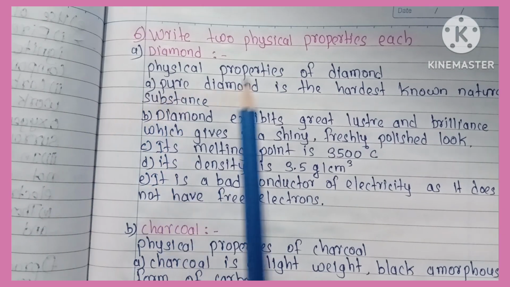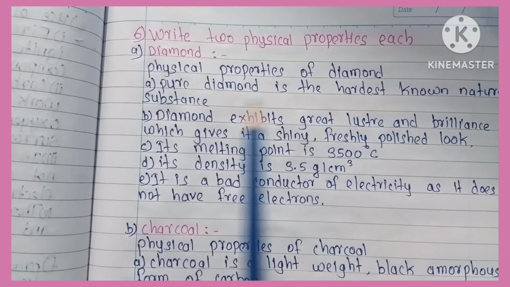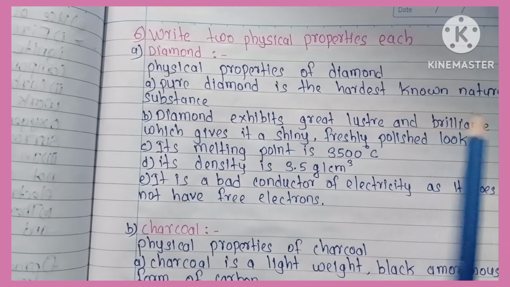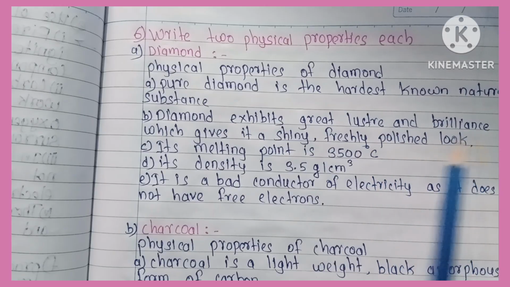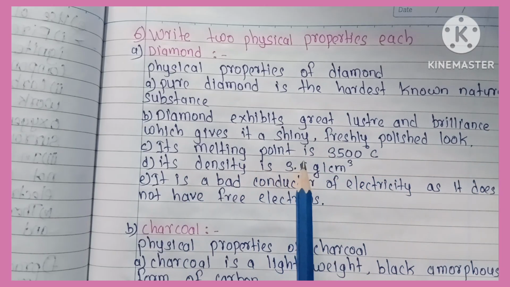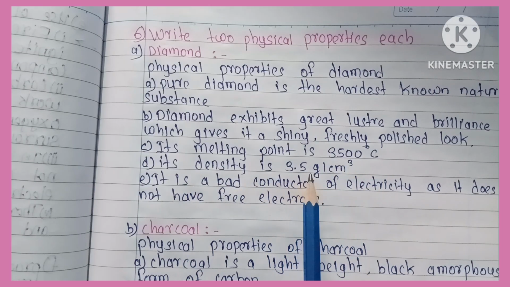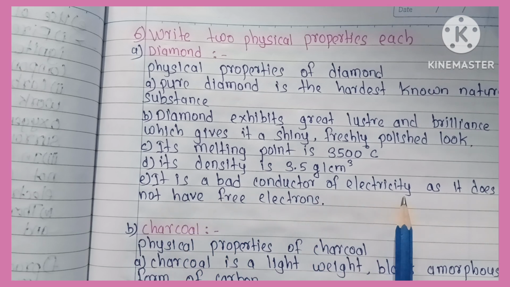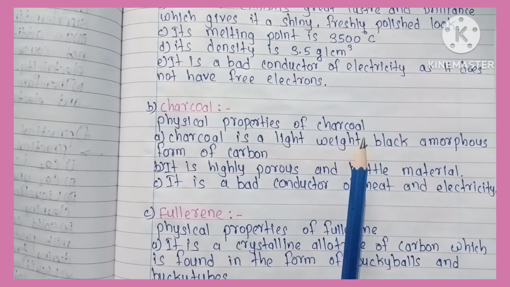Sixth question, write two physical properties each. Diamond. Physical properties of diamond. Pure diamond is the hardest known natural substance. Diamond exhibits great luster and brilliance which gives it a shiny, freshly polished look. Its melting point is 3500 degrees Celsius. Its density is 3.5 gram per cubic centimeter. It is a bad conductor of electricity as it does not have free electrons. Charcoal. Physical properties of charcoal.